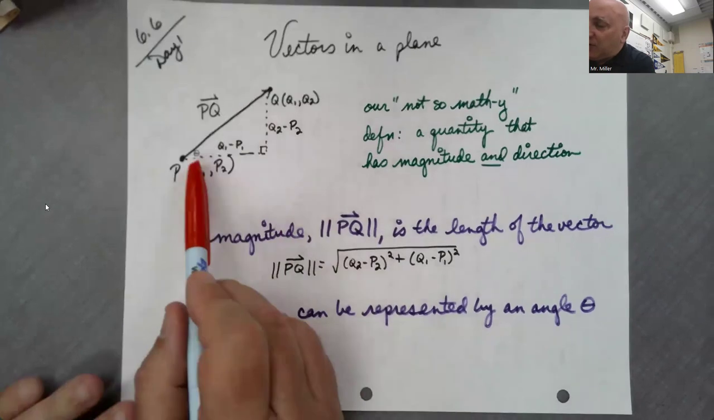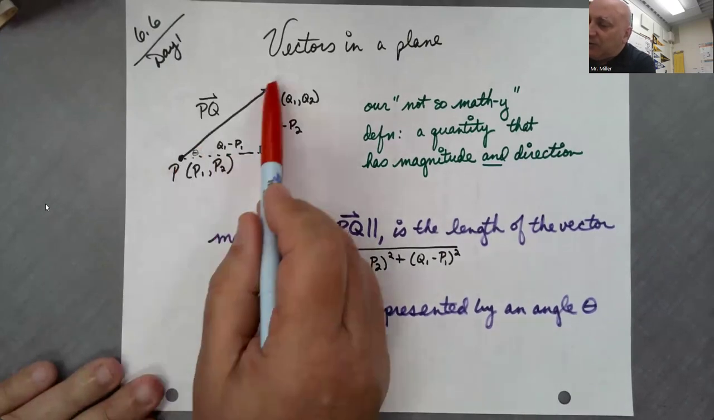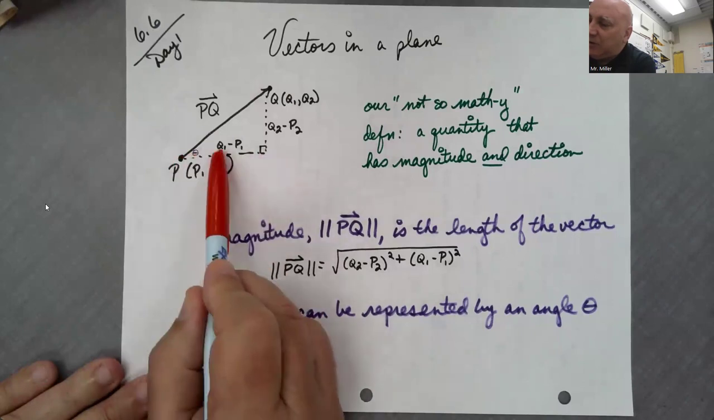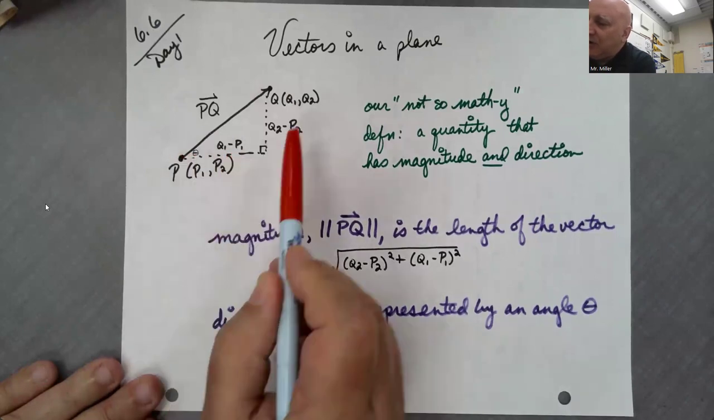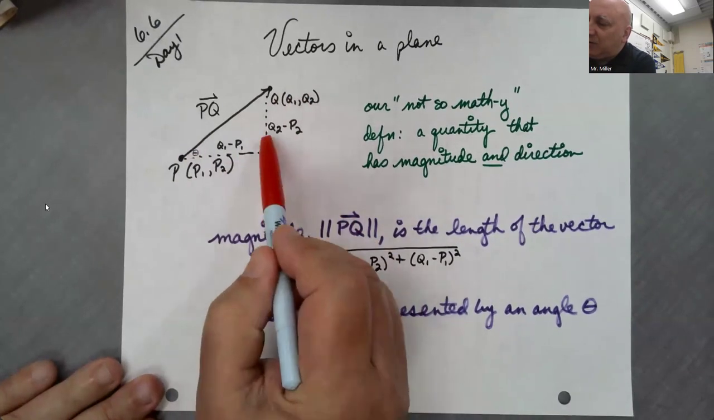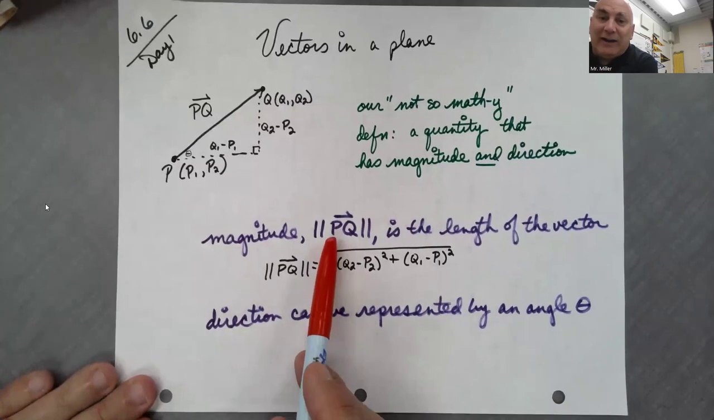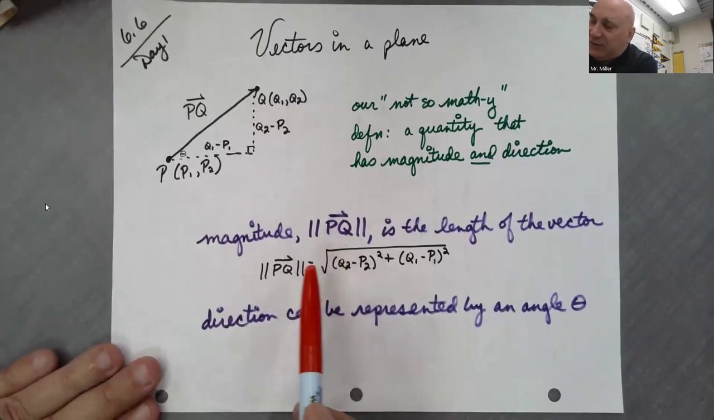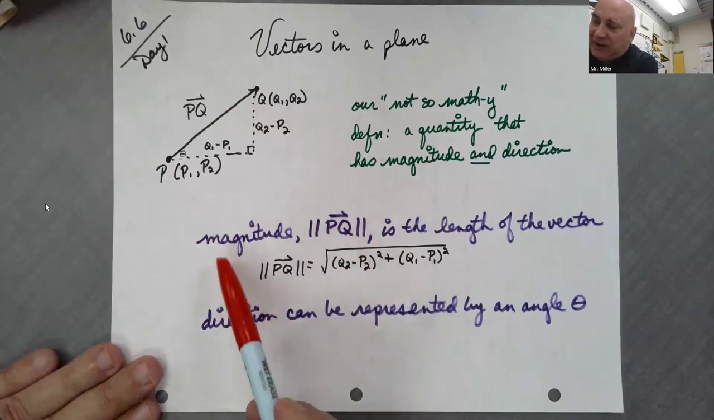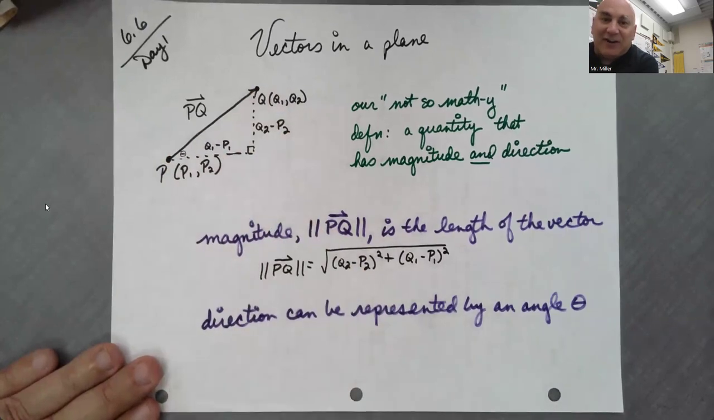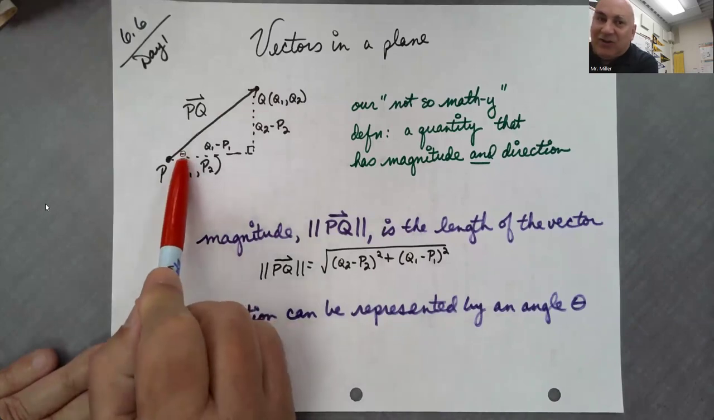The horizontal distance that this vector goes would be Q1 minus P1, from here to here. And then Q2 minus P2 would be from here to here. The magnitude of the vector, which we write using these double absolute value signs, means its length. So it's really just the Pythagorean theorem. It's the length of that vector. And the direction would be this angle, theta.